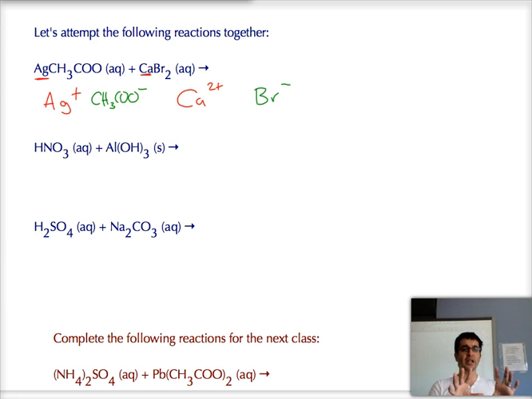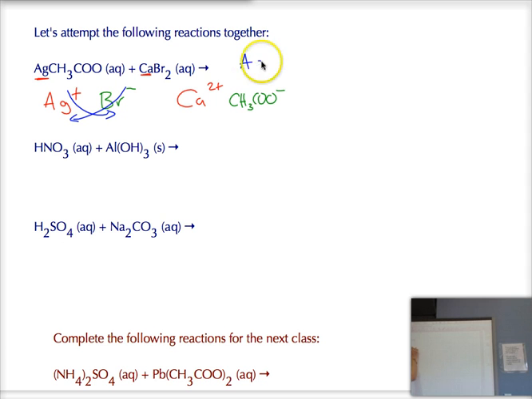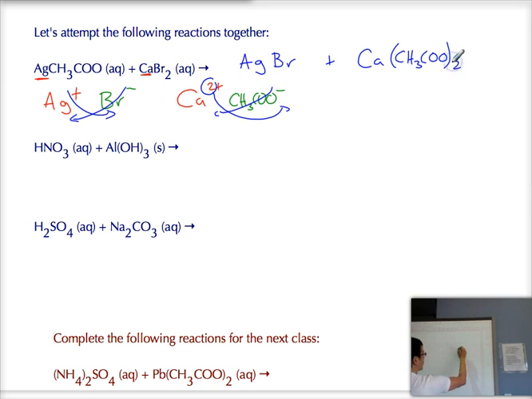First, we want to make the exchange. So we're going to exchange, and we're going to do the crisscross for each one of them. One comes down, one comes down. So the compound here would be AgBr. And the 2 comes down, the 1 comes down. This would make calcium, in parentheses, acetate. And now we need to know which one's soluble and which one's insoluble.